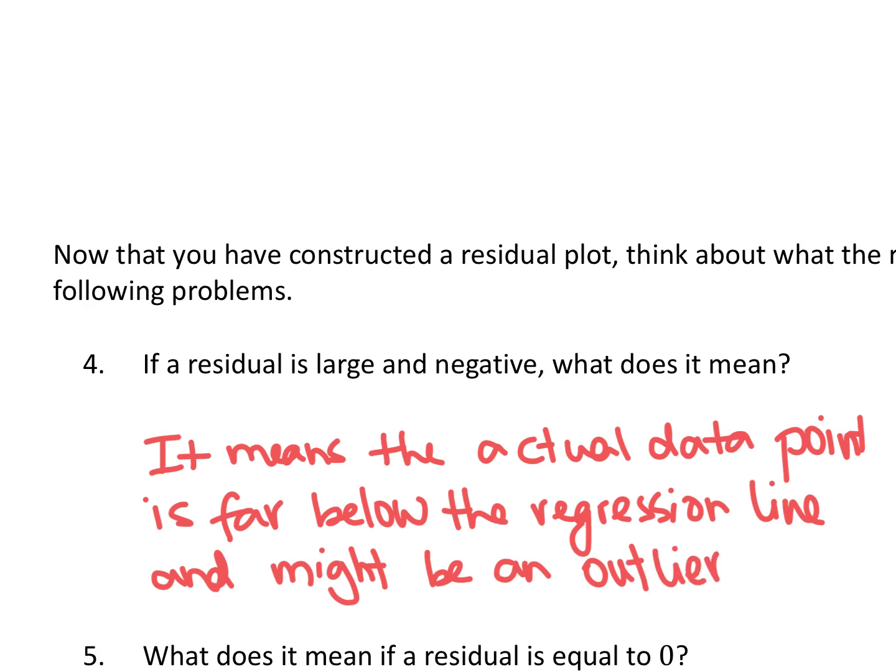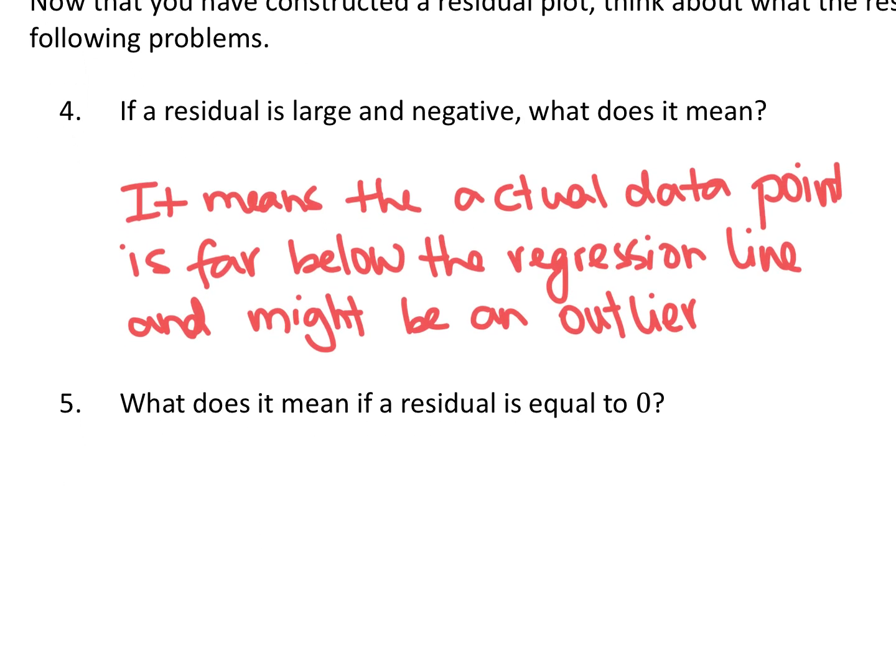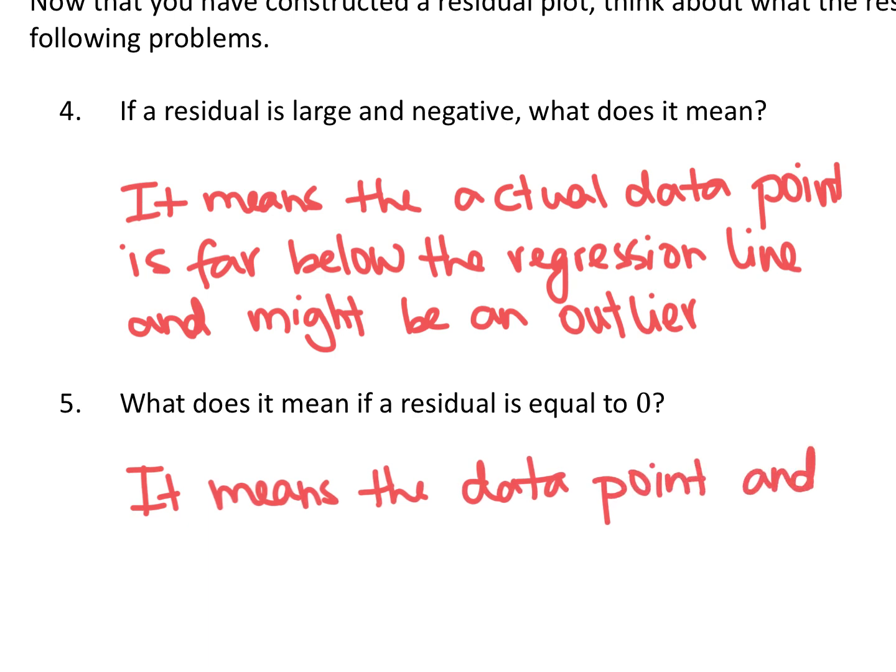Okay, next one. Number 5. What does it mean if a residual is equal to 0? All right. If a residual is equal to 0, it means that that data point is actually right on the regression line. They intersect each other. It means the data point and regression line intersect.